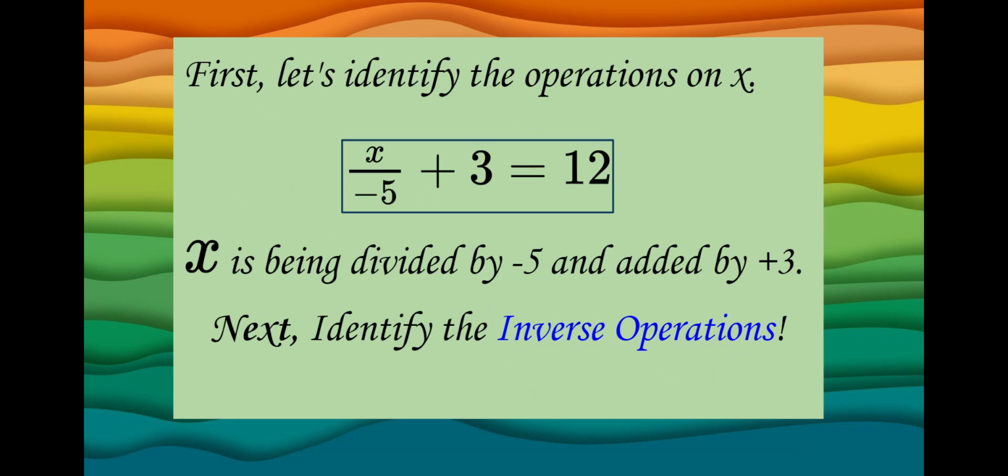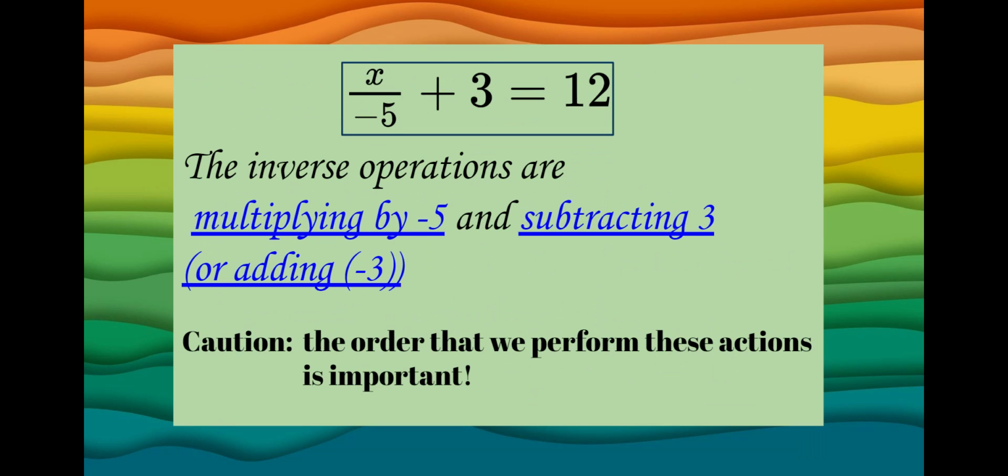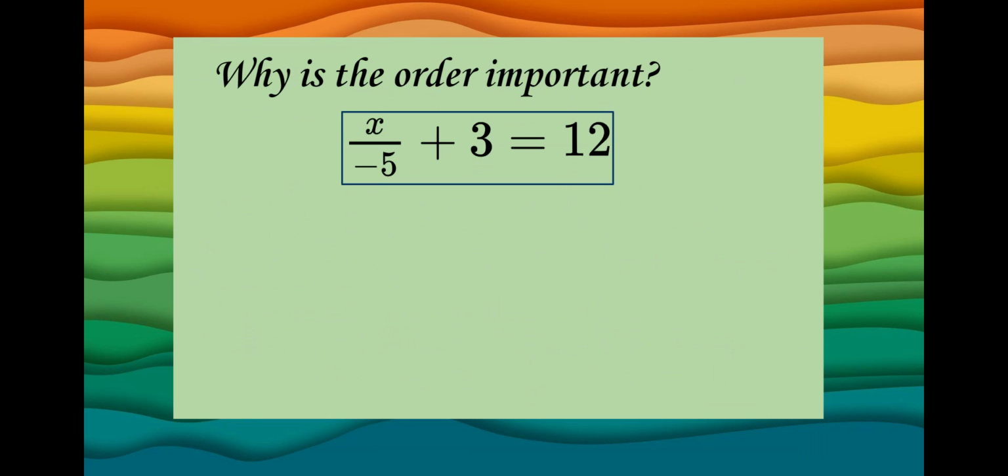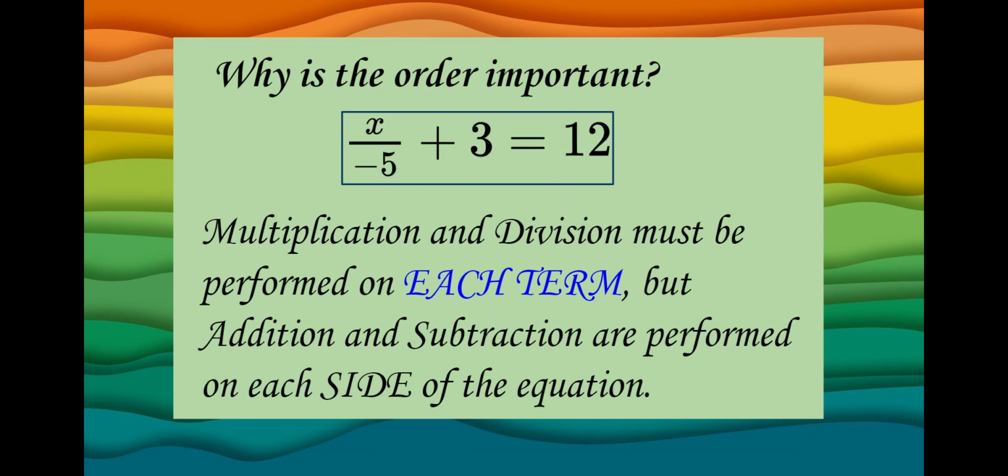Next, identify the inverse operations. The inverse operations are multiplying by -5 and subtracting 3, or adding a -3. Be careful, the order that we perform these actions in is very important. Why is the order important?